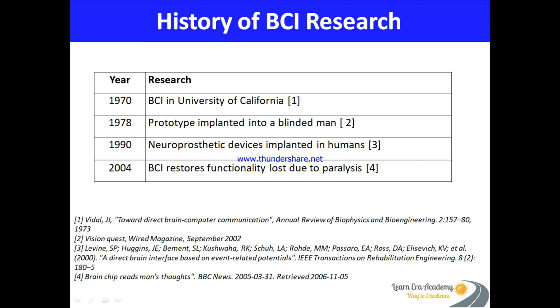Following years of animal experiments, the first neuroprosthetic devices were implanted in humans during the 1990s. In 2004, Matthew Nagel used BCI to restore functionality lost due to paralysis. 96 electrodes were placed on his brain region of motor cortex that controlled his left hand and arm.